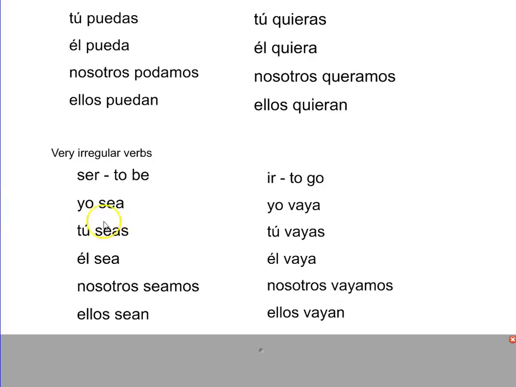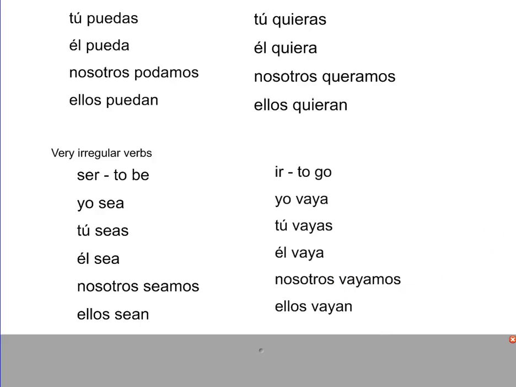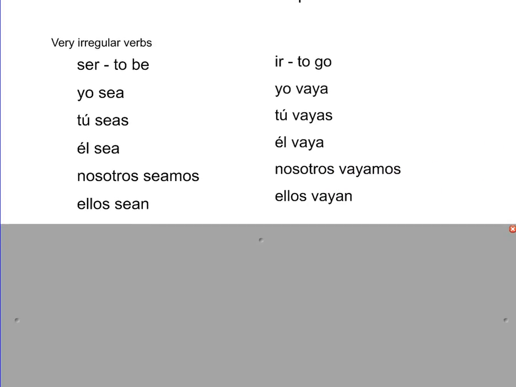So ser is going to change into these weird things. Yo is sea, tú is seas, él is sea, and this is for él, ella, and usted. Nosotros is seamos, and ellos, ellas, and ustedes is sean. Ir is going to be these: vaya, vayas, vaya, vayamos, and vayan. Okay? And so, in the end, what does this even mean? What does it look like?